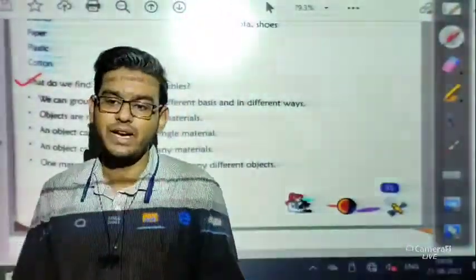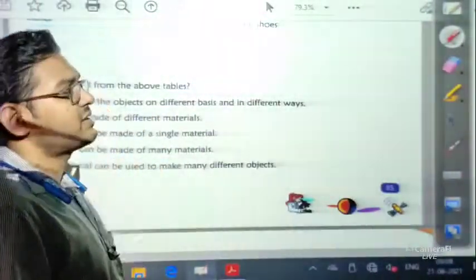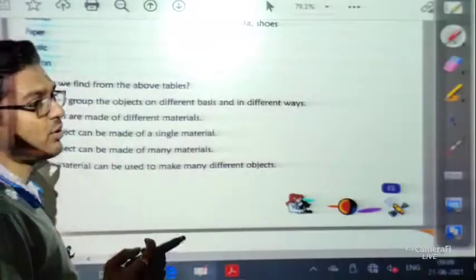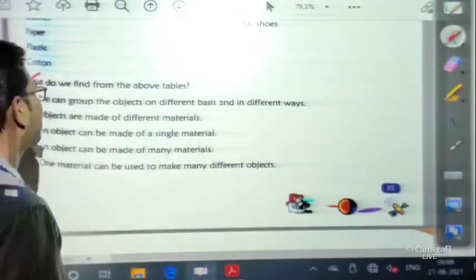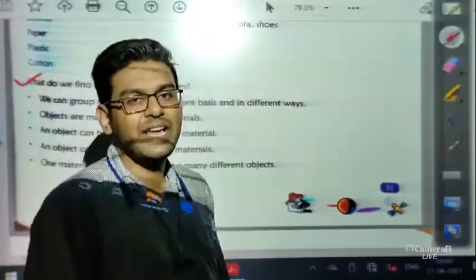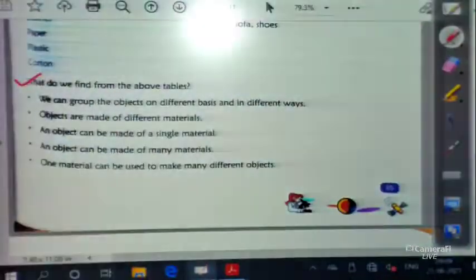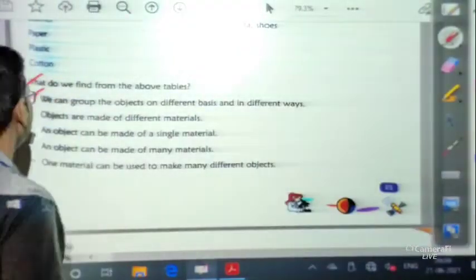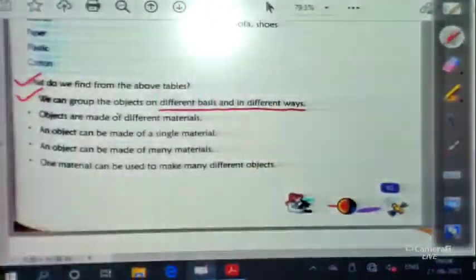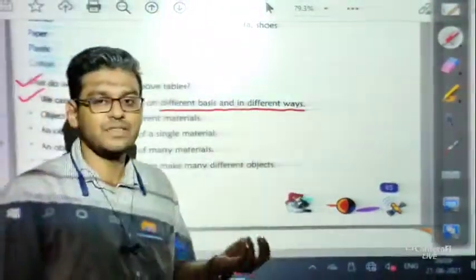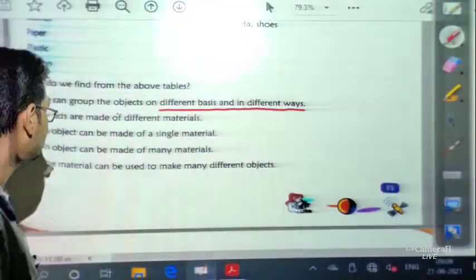And in table 8.3 we have seen that different types of objects can be created by the same material. Now let us discuss what we find from the above tables, or what the conclusions of the above tables are. Let us discuss the conclusions one by one. First one, we can group the objects on different bases and in different ways. Definitely we have grouped the objects in the three tables.